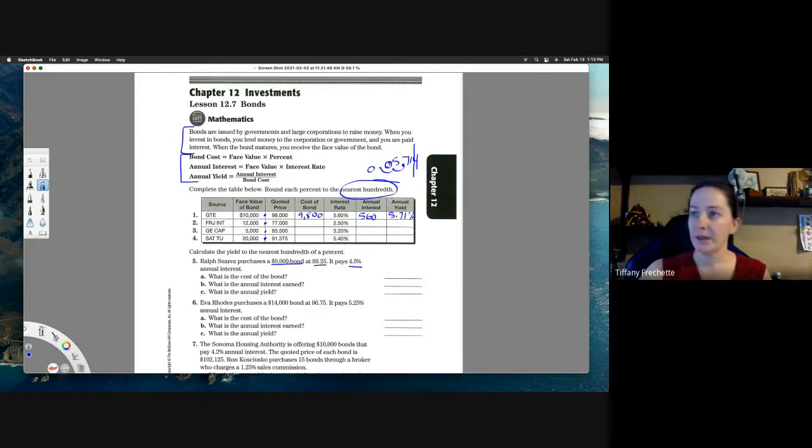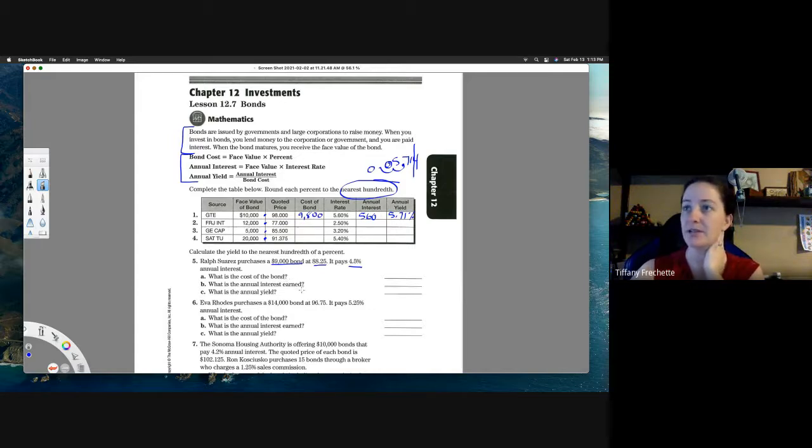You multiply 9,000 by 88.25%, or, move the decimal over. It's 88 cents and a quarter of a cent, basically. Like if you chopped a penny into 4 pieces, that's what the 0.25 means. So we multiply these two, that gives us our cost.